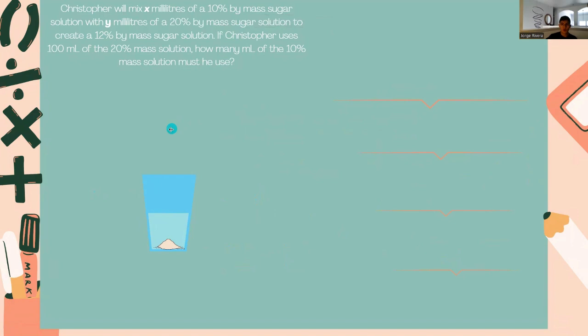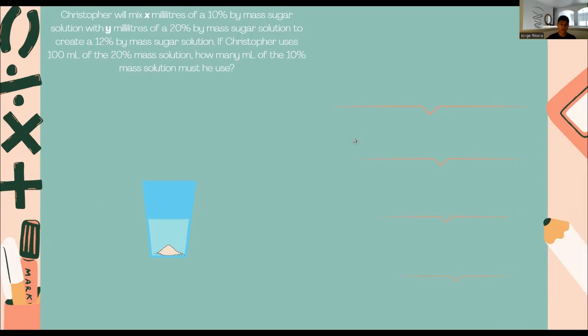All right. So what we are going to do today. Christopher will mix X milliliters of a 10% by mass sugar solution with Y milliliters of a 20% by mass sugar solution to create a 12% by mass sugar solution. If Christopher uses 100 milliliters of the 20% mass solution, how many milliliters of the 10% mass solution must he use? So that is a lot of words. That is a lot of numbers.